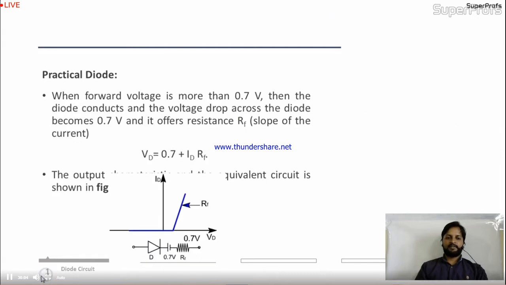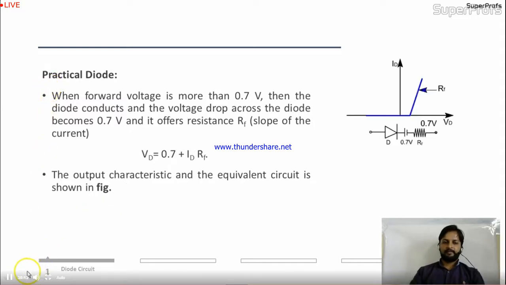Now come to the next. The next is the practical diode, and in our questions, we will consider the practical diode only. So what is the practical diode? When the forward voltage is more than 0.7 volt, I think you also learned this in electronic devices and circuits. Friends, if you have a diode in your hand, this is the anode, this is the cathode, you apply some voltage to it, and this is the forward bias condition you can see over here.